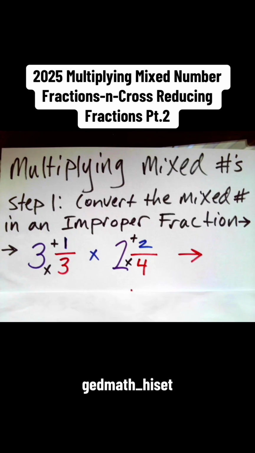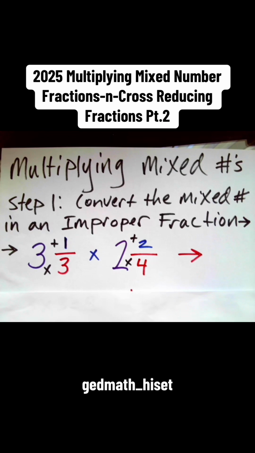Hey, this is part 2 to multiplying fractions. I'd like to review with you what we do with mixed numbers, how to convert a mixed number into an improper fraction so you can use that rule we talked about in part 1, where you would multiply top to top and bottom to bottom.